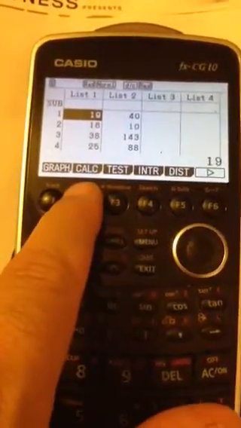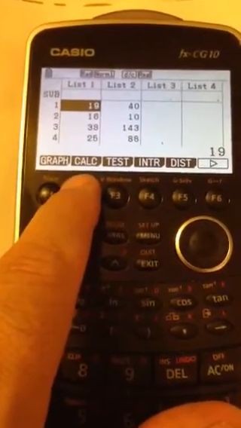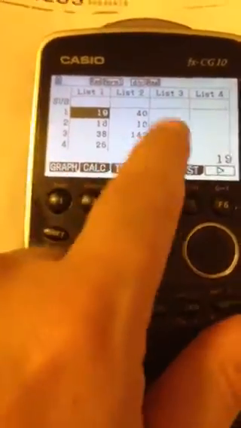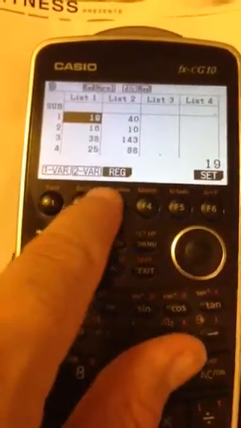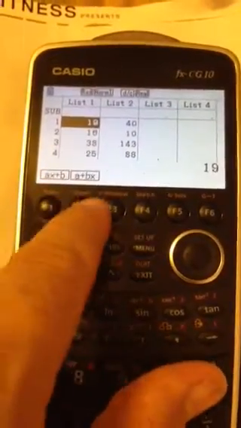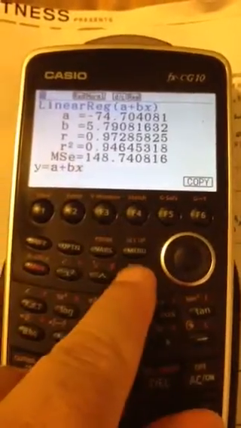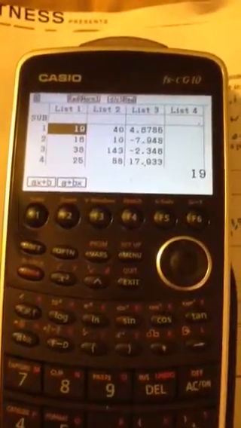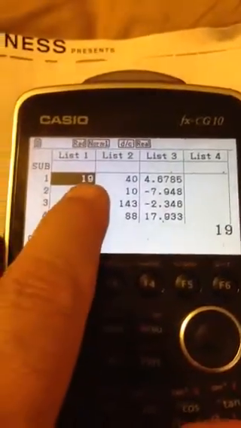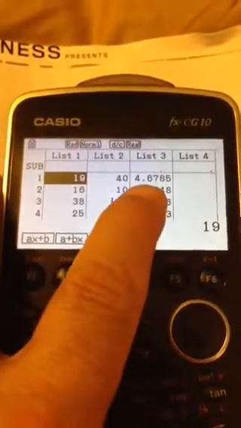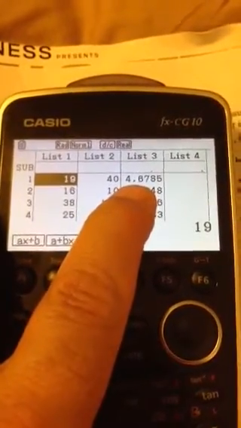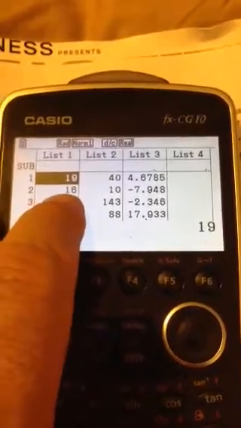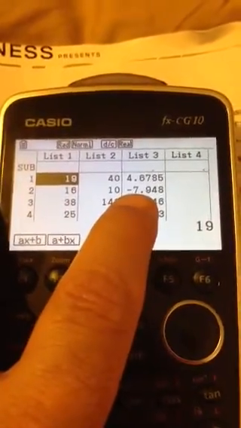And now I'm going to go through the process of calculating my line of best fit. And once you do that, those numbers will show up. So calculate regression, x, a plus bx. Okay, I'm just going to go ahead and hit exit, and voila, there they are. Now notice, when x is 19, your residual is going to be about 4.6, close to 5. And when x is 16, it's going to be almost -8. And if you look at the graph, that's what I did here.